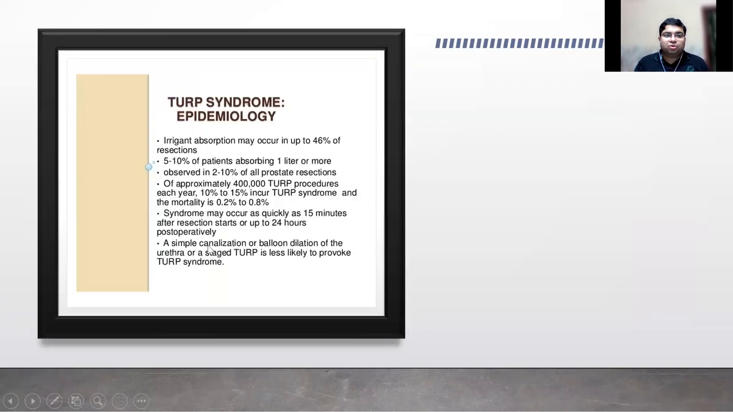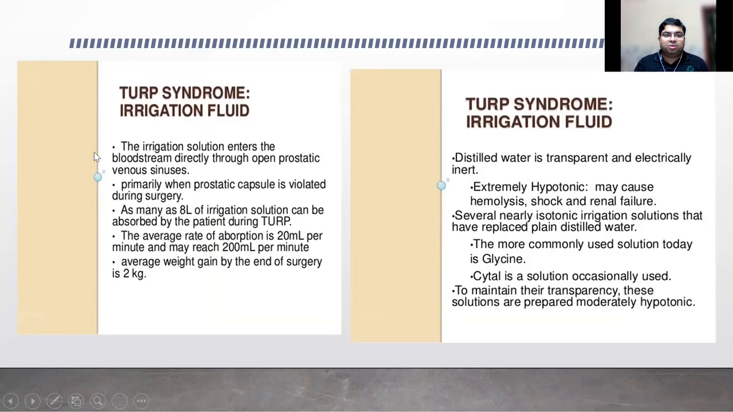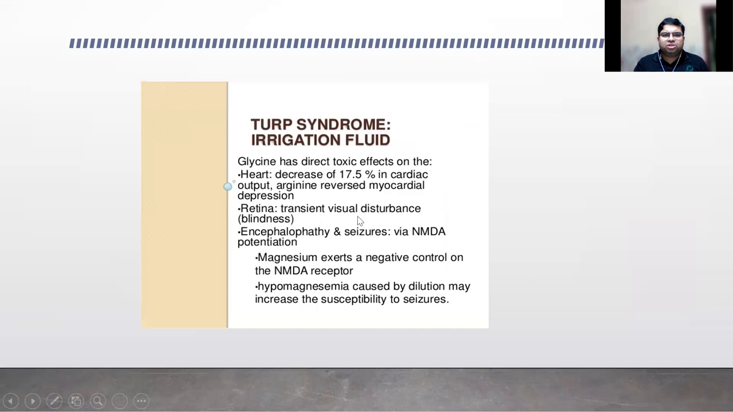Obviously this is observed in 2-10% of prostates, especially large prostates, with a resection time of more than 1 hour, and there will be hemolysis with water also. So this patient will have visual disturbances, nausea, vomiting, headache. They can also have seizures. All the neurologic elements are due to the hyponatremia.